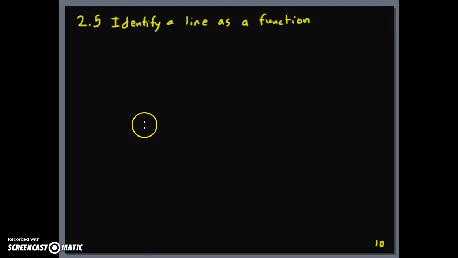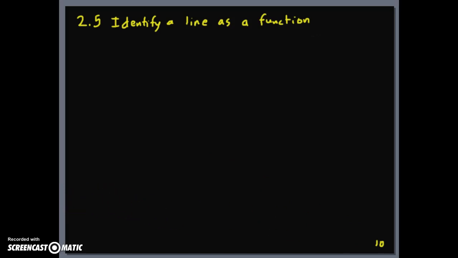Today's lesson is 2.5. This is identify a line as a function. In 2.4 we looked at different modes like tables and coordinate points and maps, and we identified whether they were functions. Now we're just going to look at a graph of a line and identify whether or not it's a function. This should be page number 10 in your notebook.